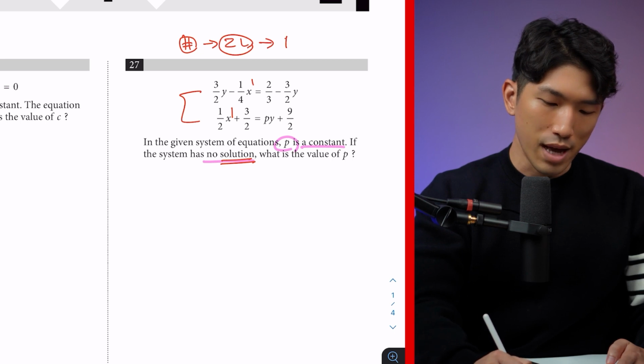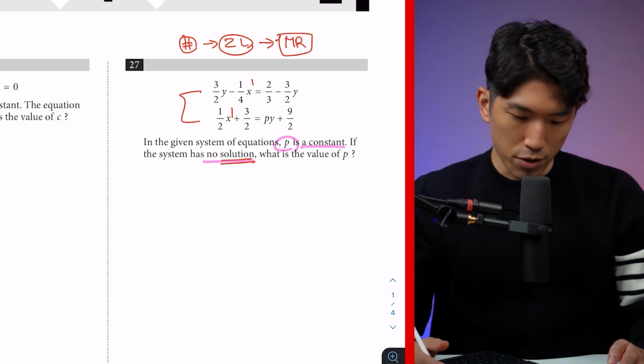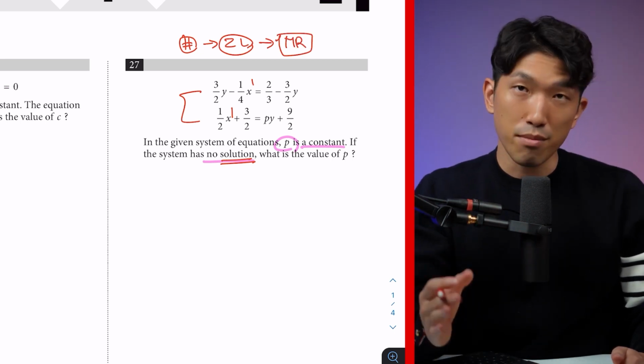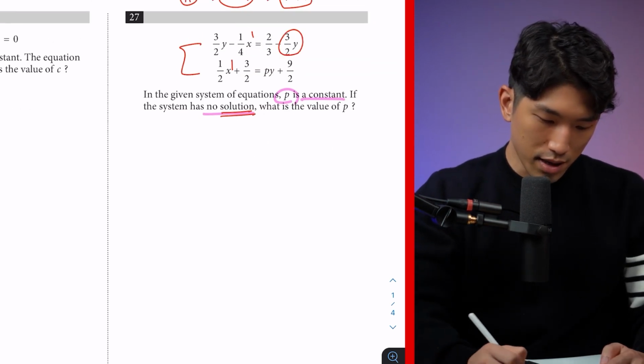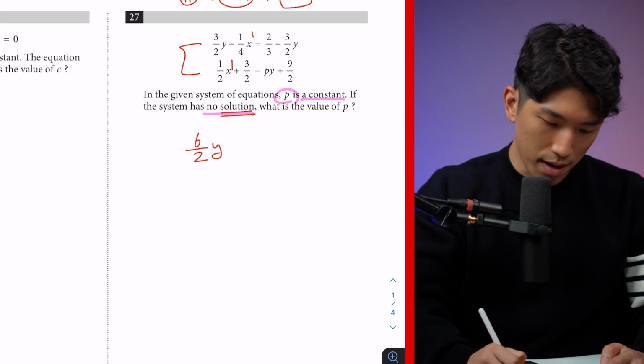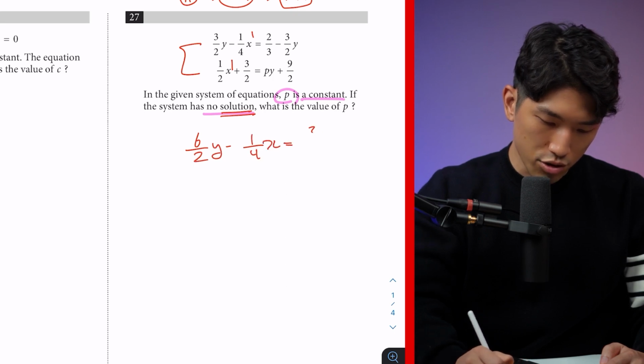Well, we use something known as the matching rule. I'm going to link it in the pinned comment as well. And how you do it is you align the x, y, and the numbers and you compare their ratios. So here's how it works. If I move this to the other side, I'm going to get 6 over 2y minus 1 over 4x is equal to 2 over 3.